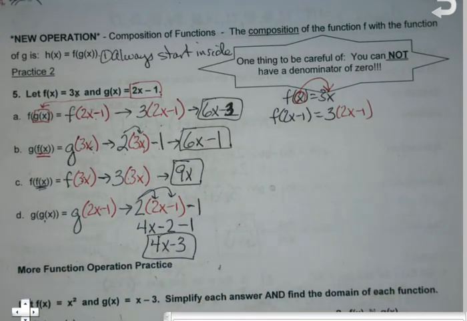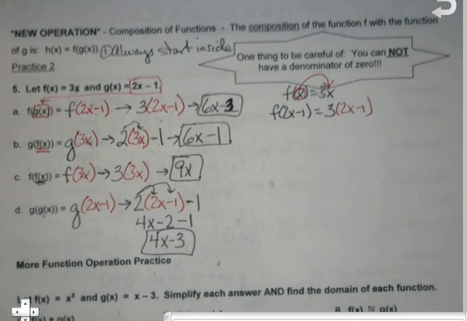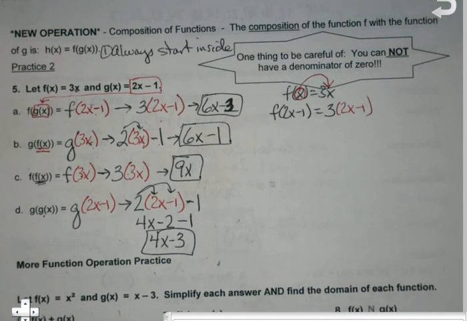And if I was doing domain on all of these, they'd all be negative infinity to infinity. Oh, geez, all real. Actually, all reals and negative infinity to infinity do the same thing. But, again, that's what we put if we were trying to find the domain.